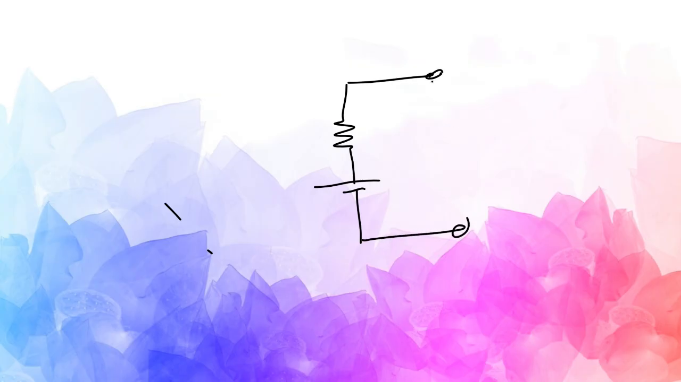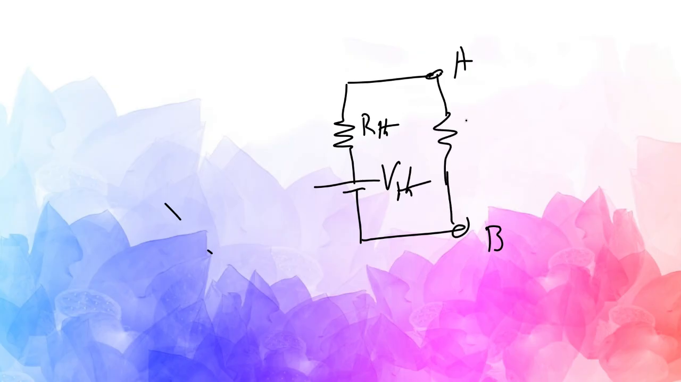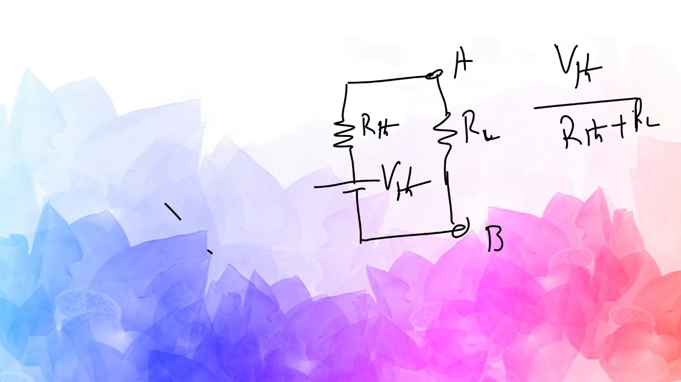Now what is the advantage of this circuit? This is RTH, this is VTH, and these are the points A and B. Let's say RL is the resistance connected at this point. Now we can find the current through RL very easily. What would be the current in this path? It will be VTH by RTH plus RL. It's simple. So that is Thevenin's theorem. I hope that you guys have understood it. Thank you.